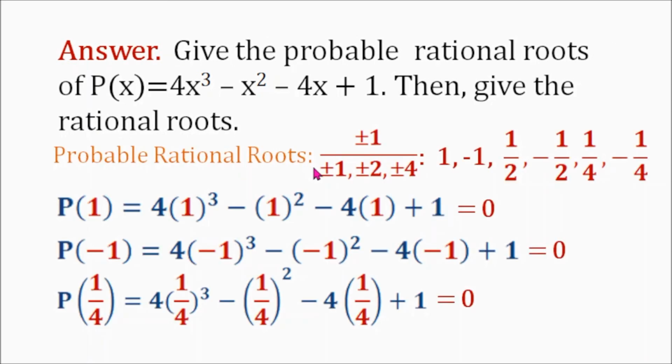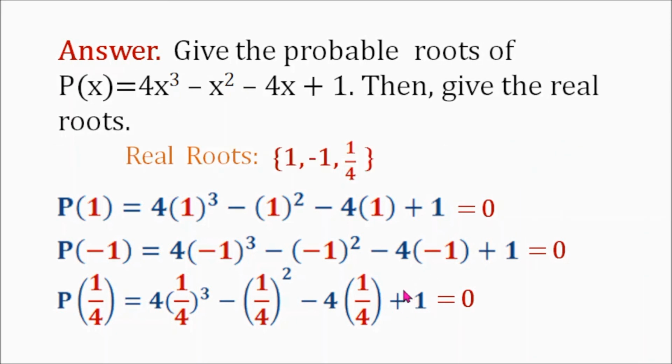So the probable rational roots are 1, negative 1, 1/2, negative 1/2, 1/4, and negative 1/4. And the rational roots are 1, negative 1, and 1/4.